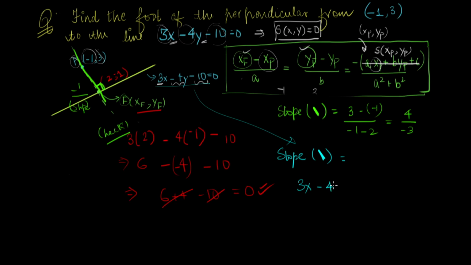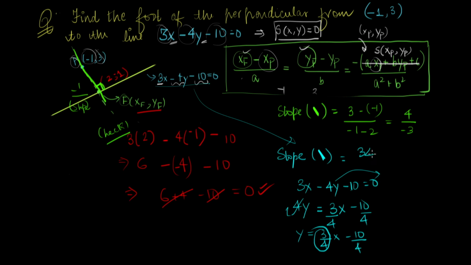So that's like so, equal to 0. Let's make y the subject of the equation: 4y = 3x - 10. I just shifted it there. Divide everything by 4, and this leaves a 1 there. So y = (3/4)x - 10/4. The coefficient of x here is 3 by 4. Now, that is the slope.